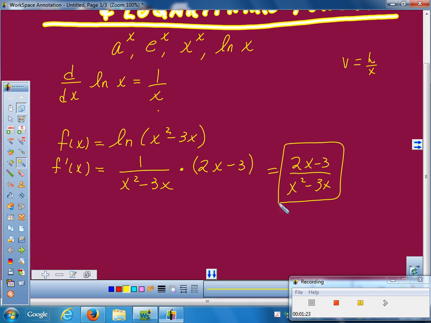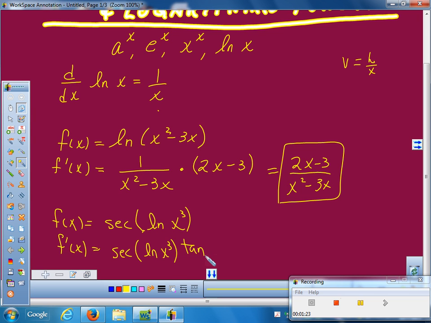So, let's make it a little more fun. Suppose our fun natural log is inside, say, a trig function. I want to do this derivative: the secant of the natural log of x cubed. And of course I picked the mean trig function to do a derivative of. What's the derivative of secant? Secant tangent. So secant of what? The secant of the natural log of x cubed, tangent of all that stuff.